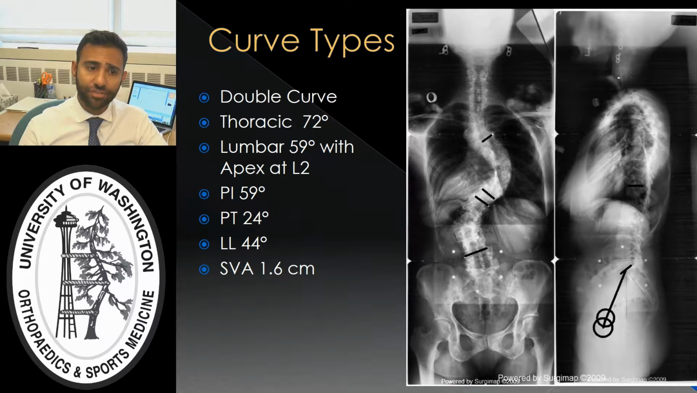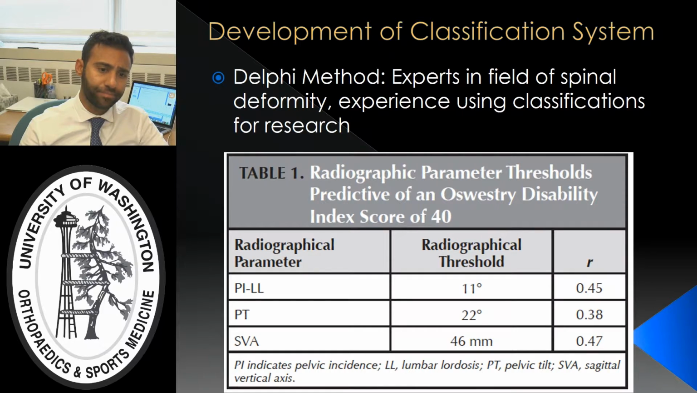Thoracic is 72, lumbar is 59 with an apex at L2. Pelvic incidence is 59, the pelvic tilt is 24, lordosis is 44, and the sagittal vertical axis is 1.6 centimeters. So overall, they're reasonably well balanced in the coronal and the sagittal plane, despite having a scoliosis.